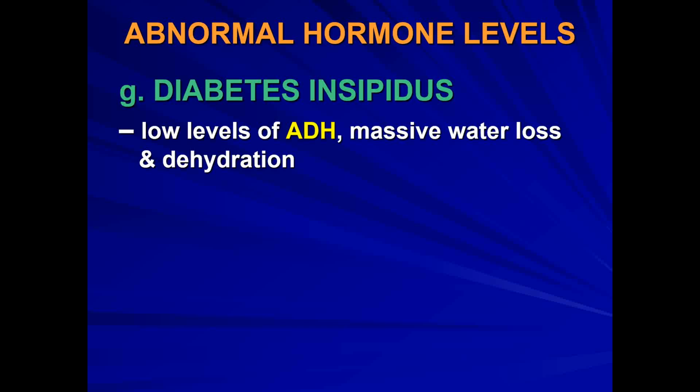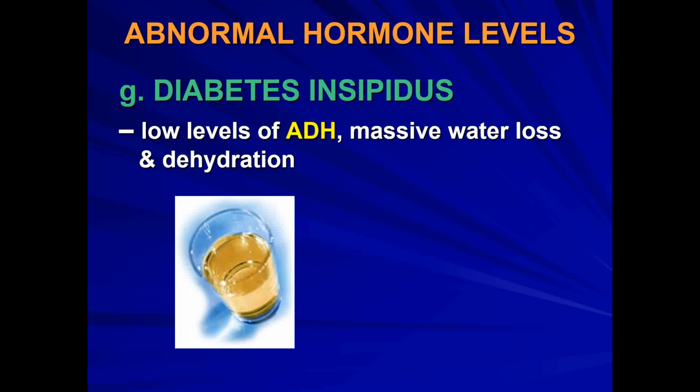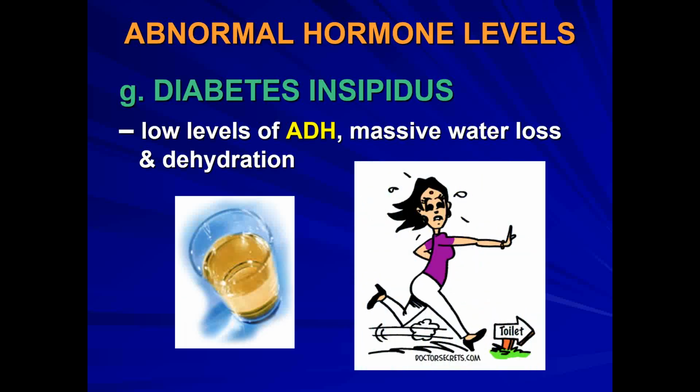And ADH tells the body to conserve or hold on to water. So if you don't get the message to hold on to the water, you lose that water. You lose that water primarily through urination. Sometimes gallons and gallons of urine are produced in a day, and that results in massive water loss and dehydration. Diabetes insipidus has to do with antidiuretic hormone.